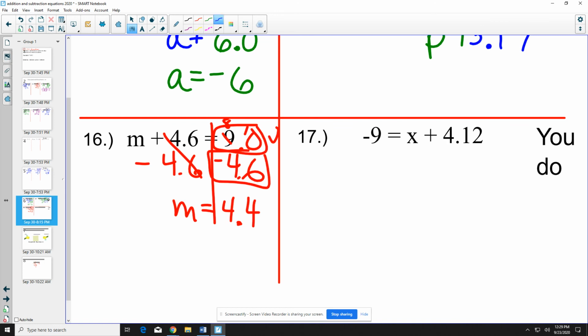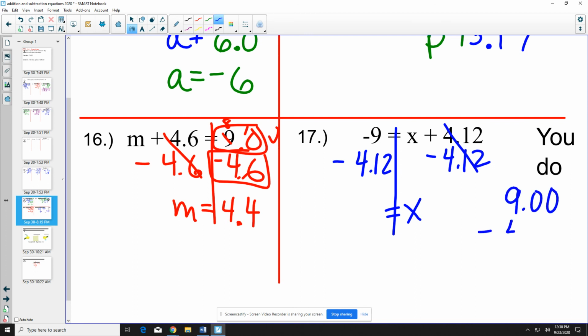All right, check number 17. If I look where X is, it says plus 4.12. So did you take away 4.12 from both sides? Positive 4.12 minus 4.12 would cancel. I would have X equals. Here, if I want to do it without a calculator, I'm going to make 9 into 9.00. So if I box and check though, 9 is higher than 4 point something.